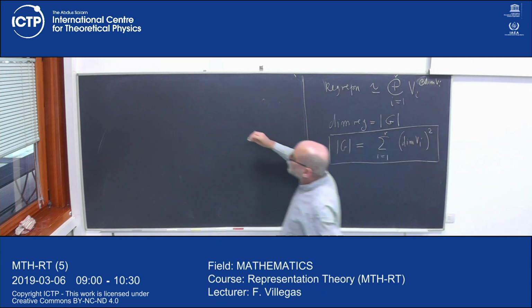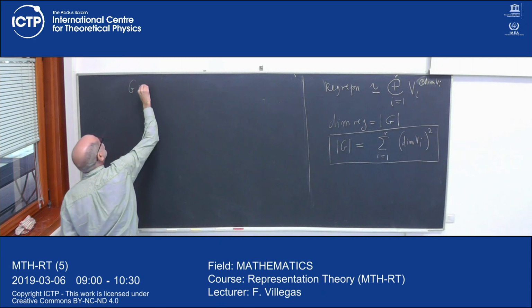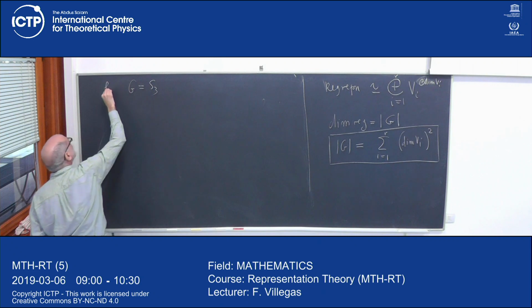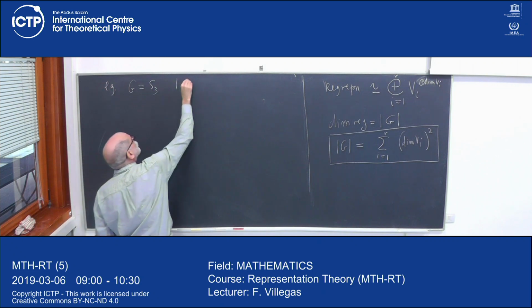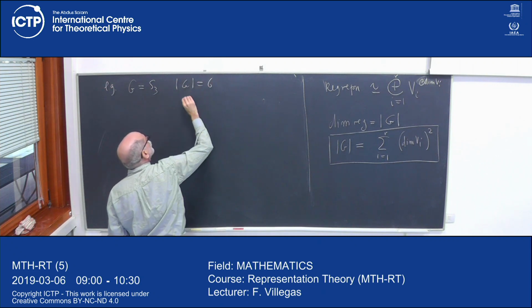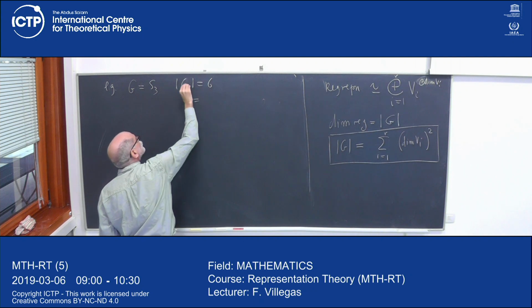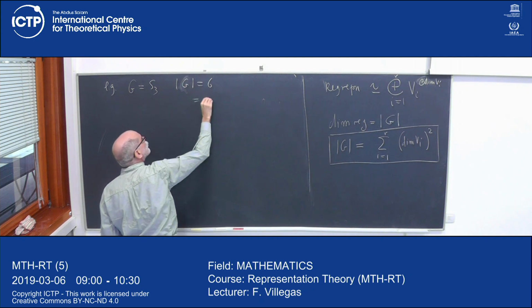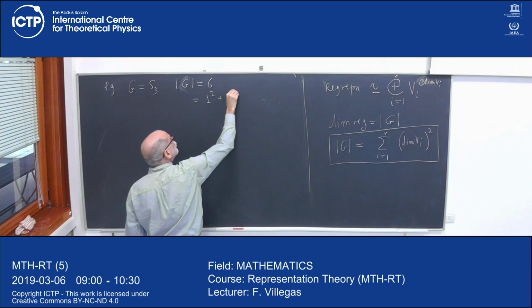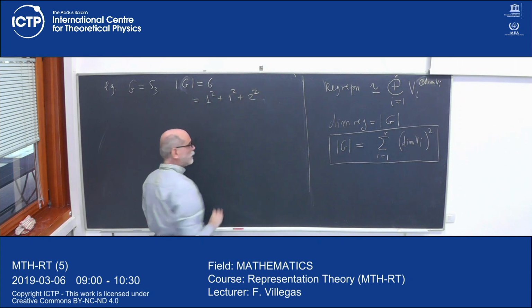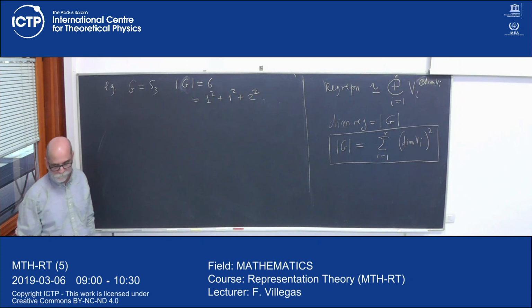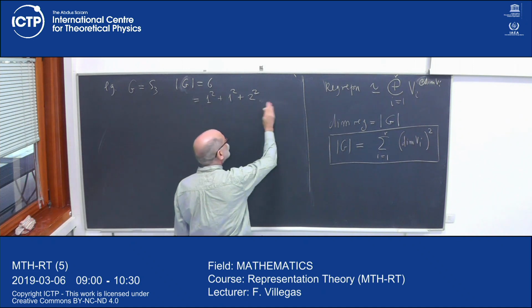So for S3, the order of G is 6, and the representations that we found, there were 3 of them, and had dimensions 1, 1, 2. So it checks. The sum is 6.